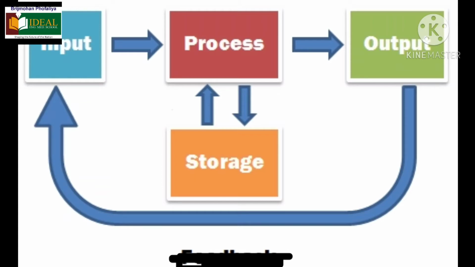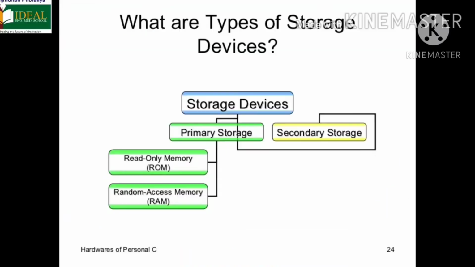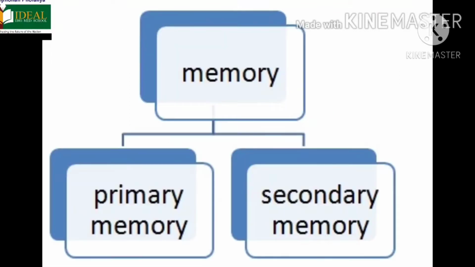As you can see in the diagram, your input as well as output are both stored in the computer by the storage unit. As you already know, a computer can store a large amount of data in a memory. All the programs and the data are stored in the computer memory. There are two kinds of memory: primary memory and secondary memory.